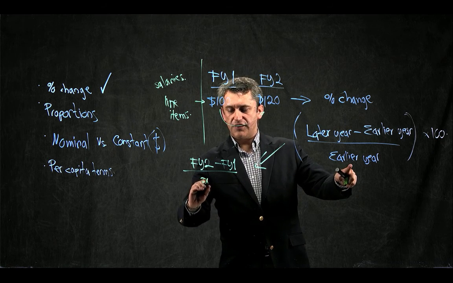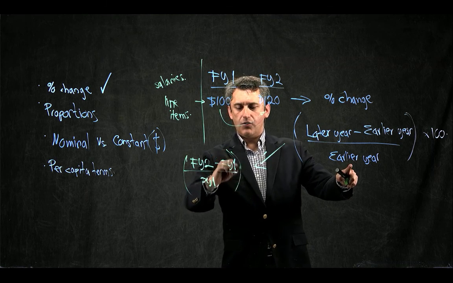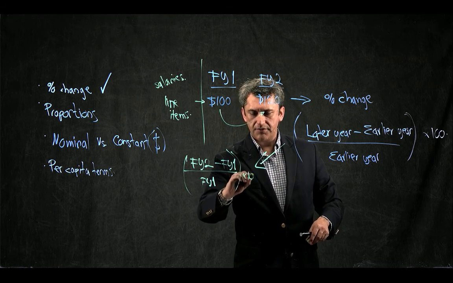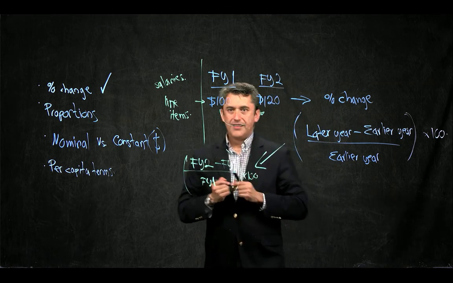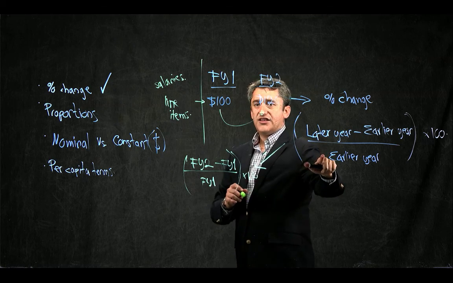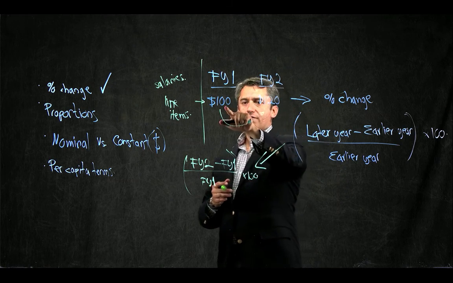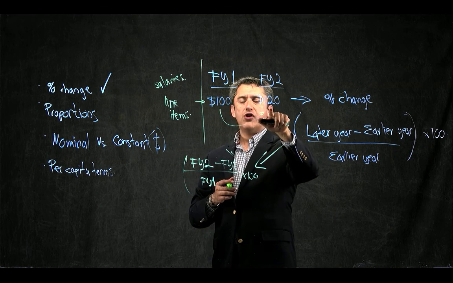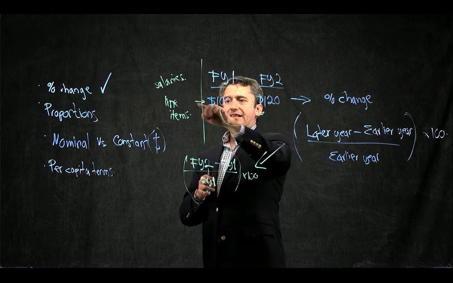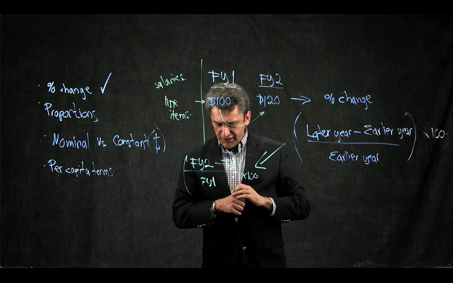It would be fiscal year 1. Then all of this will give you a number, and you are going to multiply that number times 100. This formula, which is exactly the same as this generic formula, will give you the percentage change from 100 to 120. That will give you the percentage change in this particular line item between fiscal year 1 and fiscal year 2.